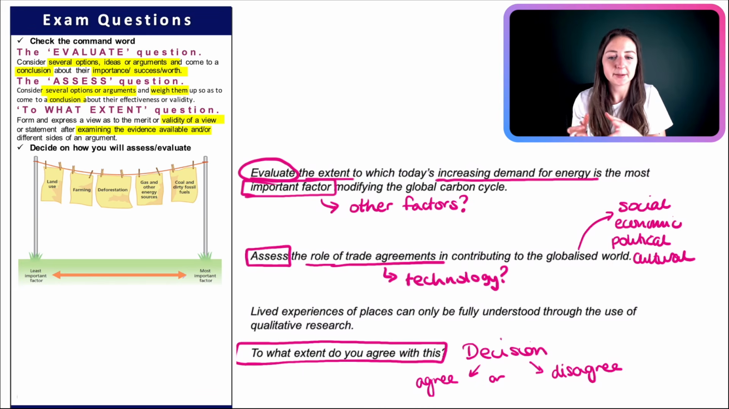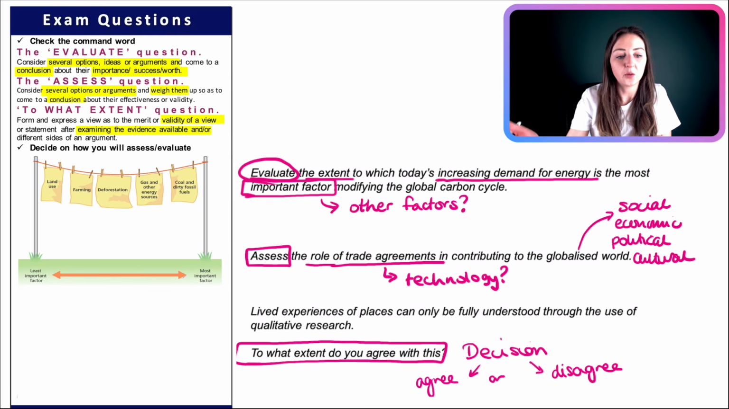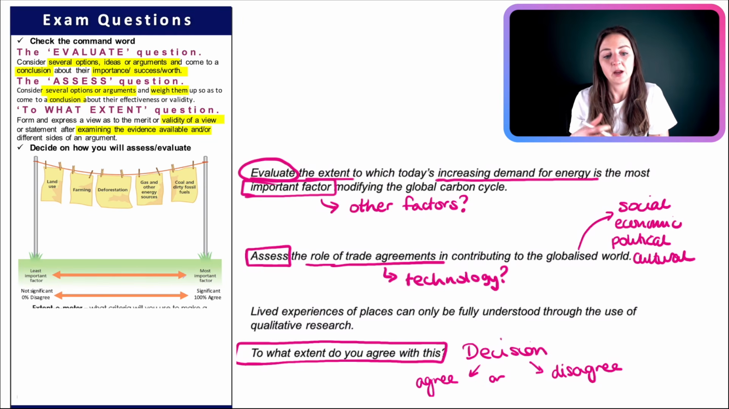So you need to think about, is it most important? Is there something else which is more important as well? And you want to be using this language when you're answering them. Other ways you can think about this is what's most significant, or do you 100% agree? Do you disagree? So the bottom question here, to what extent do you agree with this? You could strongly agree with it, or you could disagree with it.